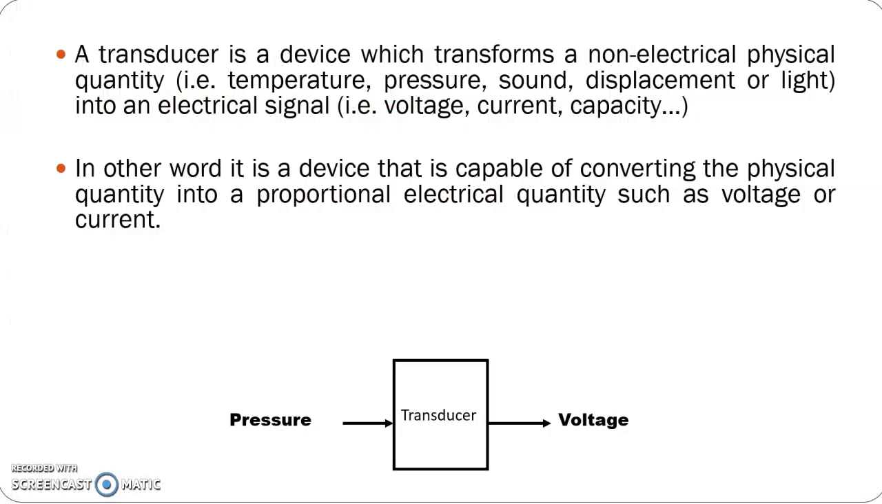Transducers. A transducer is defined as an instrument or a device which converts a physical quantity, that is a non-electrical physical quantity, into an electrical quantity. The non-electrical physical quantities may be pressure, temperature, displacement, light, sound, etc. And that is converted into electrical quantities like voltage, current, or capacitance, etc.